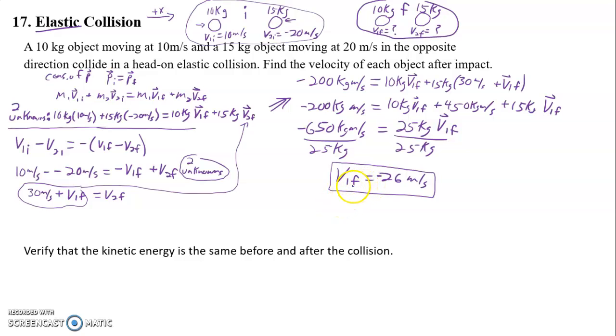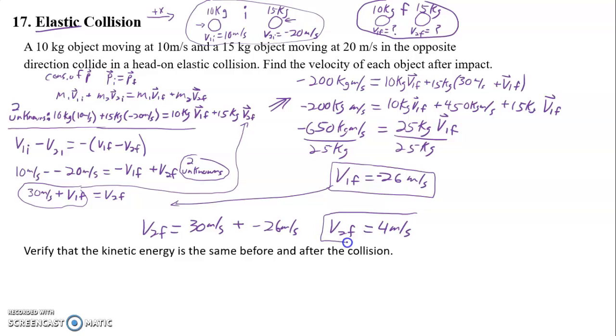Now we're not finished because we have two unknowns. The other unknown is V2F. Well, we can take this and plug it into that equation. So now V2F equals 30 meters per second plus this value, negative 26 meters per second. And so V2F simply equals 4 meters per second. So object 2 is going to change directions. It's going to move to the right and move rather slowly after the collision.